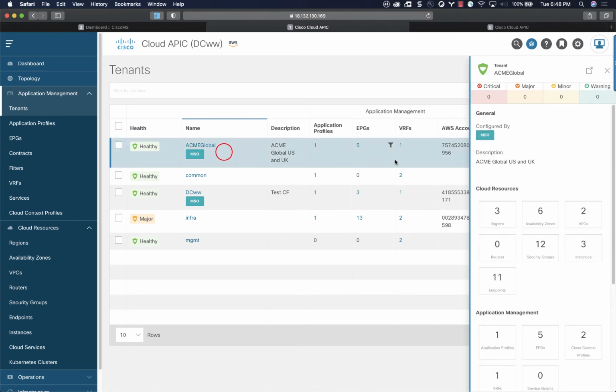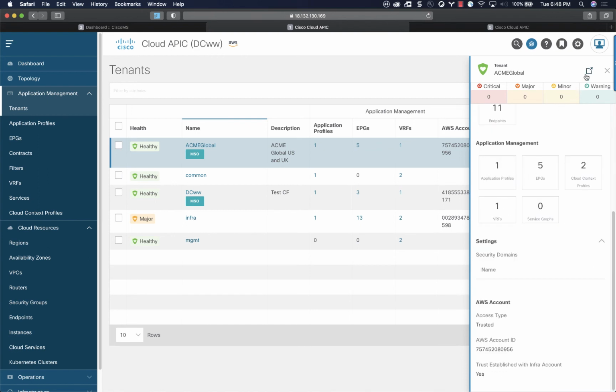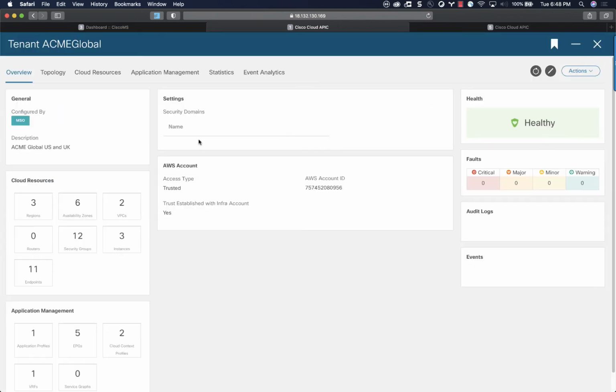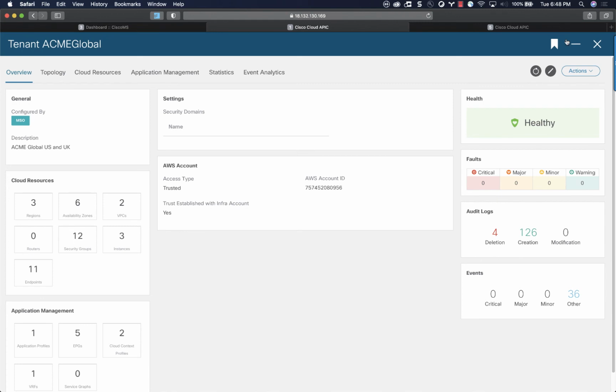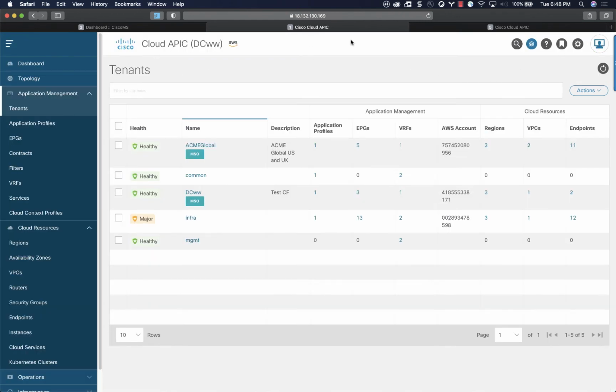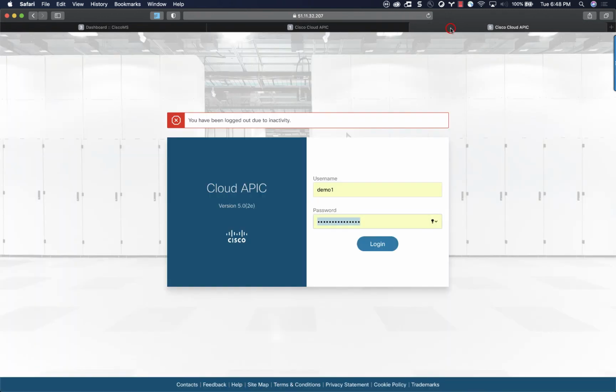Now we can click on these and get a little bit of information. It was configured by MSO. See all the information for that. Get a little bit more in-depth information. But right now, we're not really going to mess with this. We're going to leave our information there, and we're going to go over to this Cloud APIC for Azure.